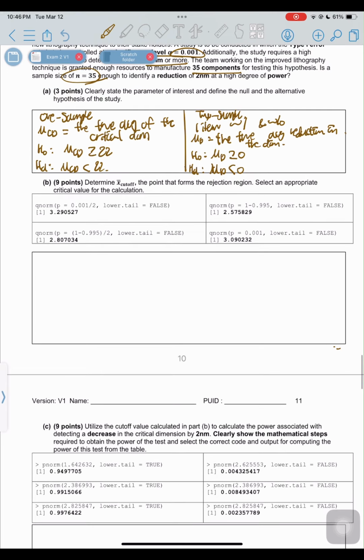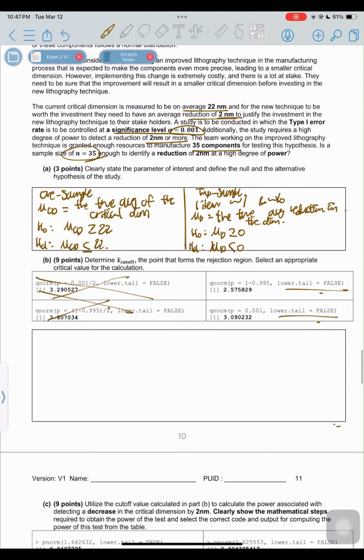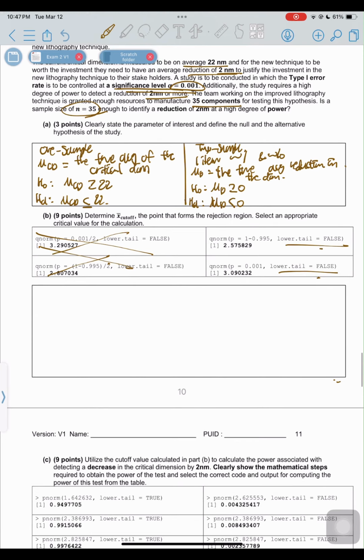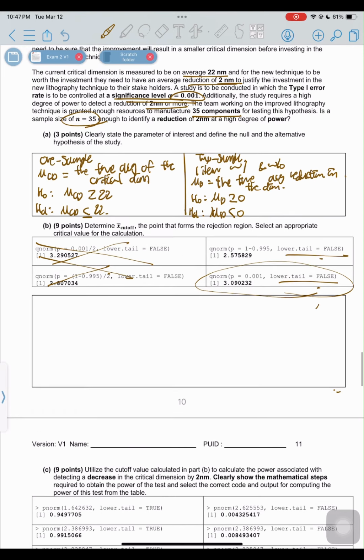So let's look at B. Since this is one-tailed, not two-sided, it's not going to be divided by 2. So that leaves us with either this one or that one. And since we're interested in the lower value, lower tail is true. And the p-value is going to be the significance level. So the p-value is 0.001 because we are given that. So it's going to be 3.090232 for the corresponding critical value.